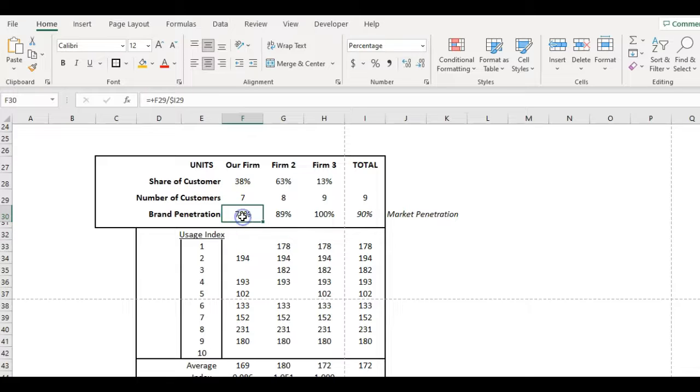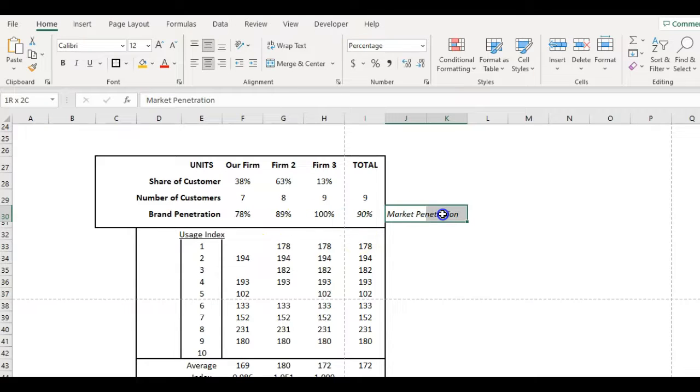But what we're working out is, out of the 9 customers, how many we get. So for our brand, we get 7 out of 9, which is 78%. Firm 2 has 8 of the 9 customers buying, so their proportion is 89%. And Firm 3, everybody deals with Firm 3. Okay, so they've got 9 out of 9, 100% of active customers.